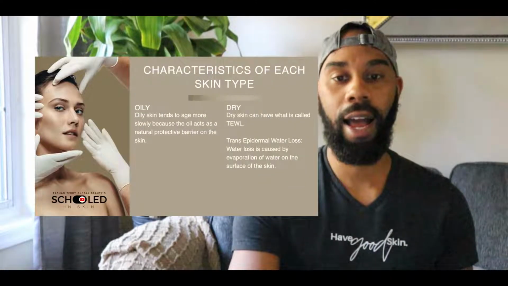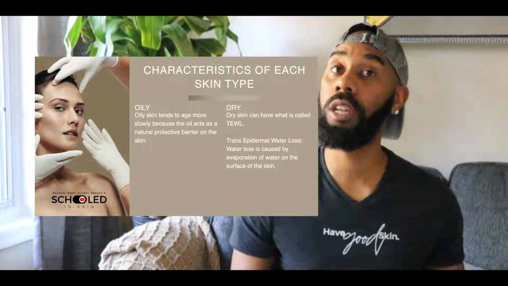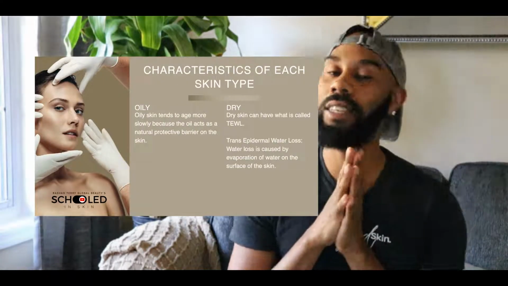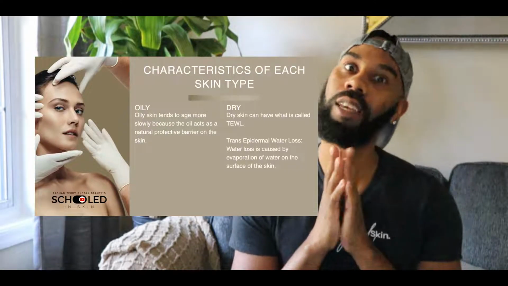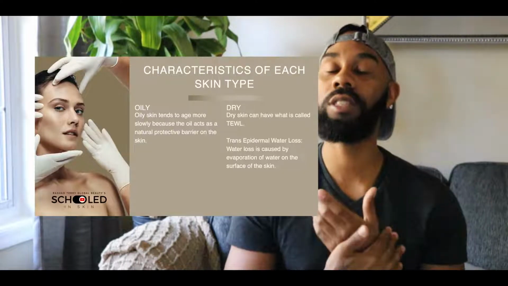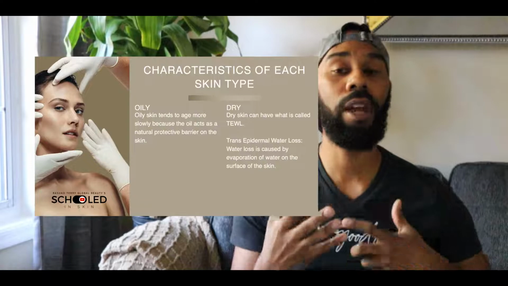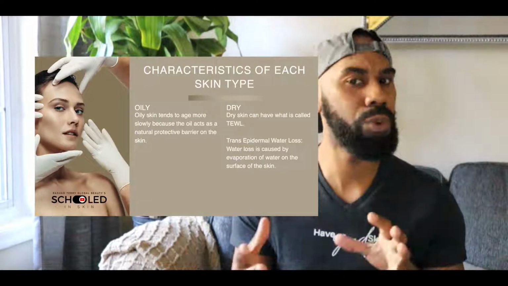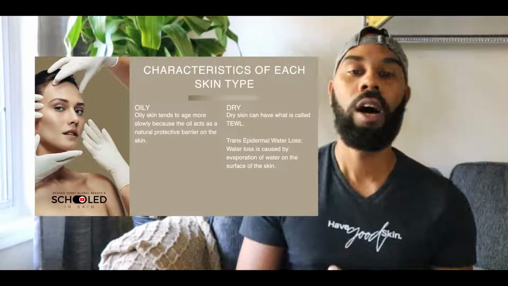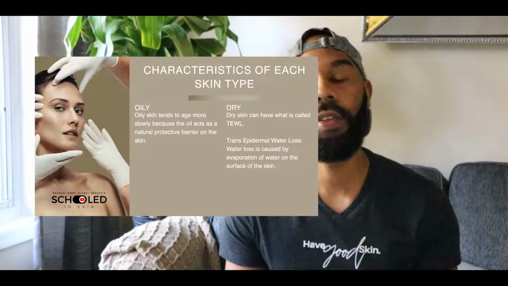Next slide. We're talking about oily skin. Oily skin tends to age more slowly. Oil is a natural, I like to say, preservative. When the skin is coated with oil, there's an extra layer of protection on top of the skin, so that allows it to age a little bit slower than other skin types, because the oil acts as a natural protective barrier.